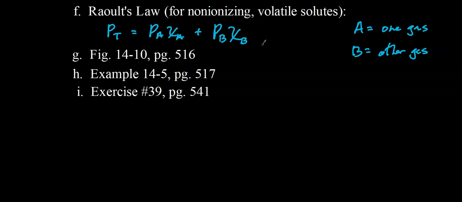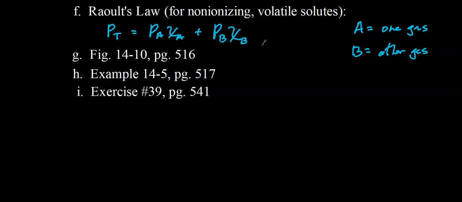Now if you go back to 516, take a look at figure 14.10. We see the relationship between vapor pressure of the solute and vapor pressure of the solvent and how they affect then the vapor pressure of the solution. So of course, together, depending on how volatile they are, can affect the vapor pressure of the solution quite a bit.